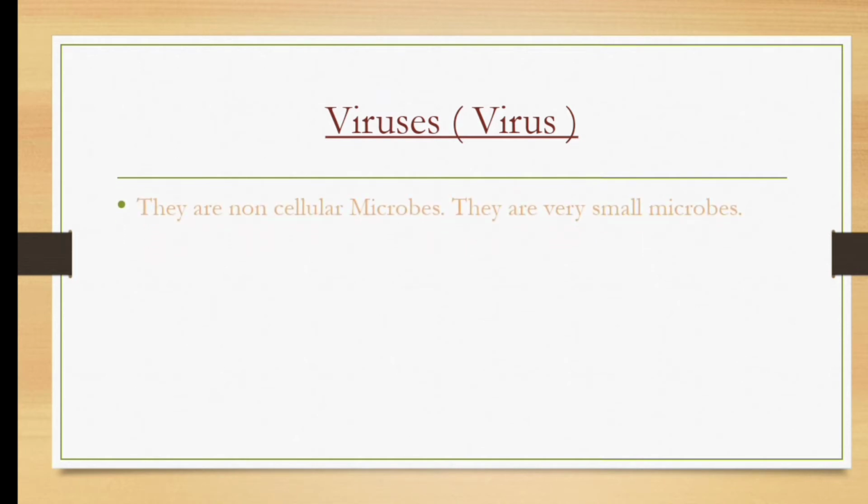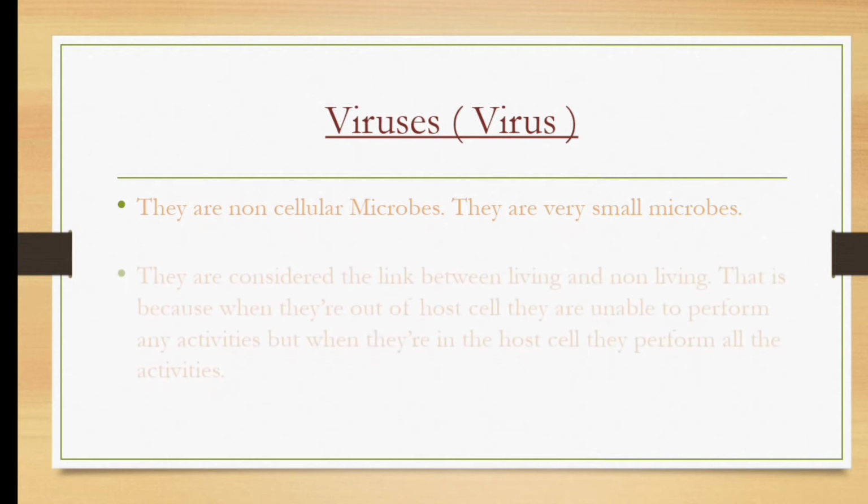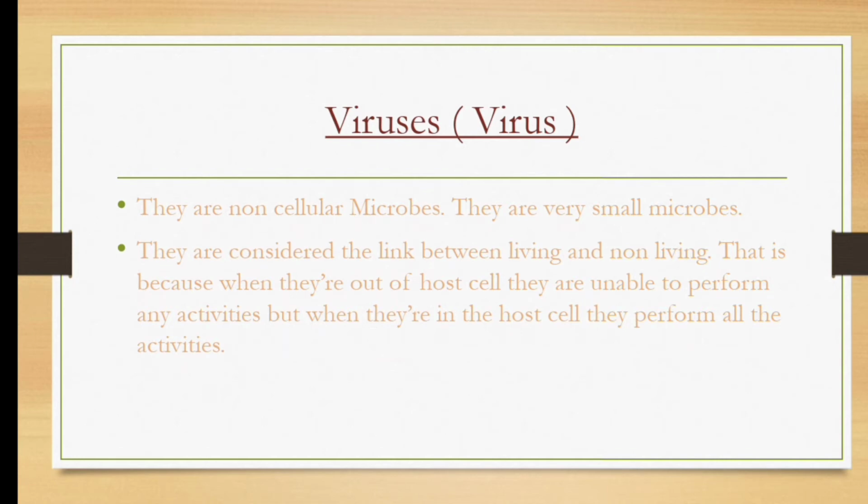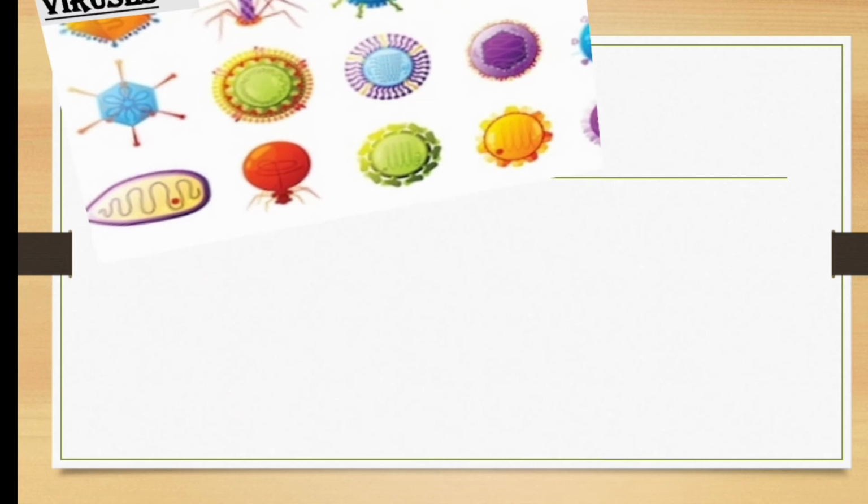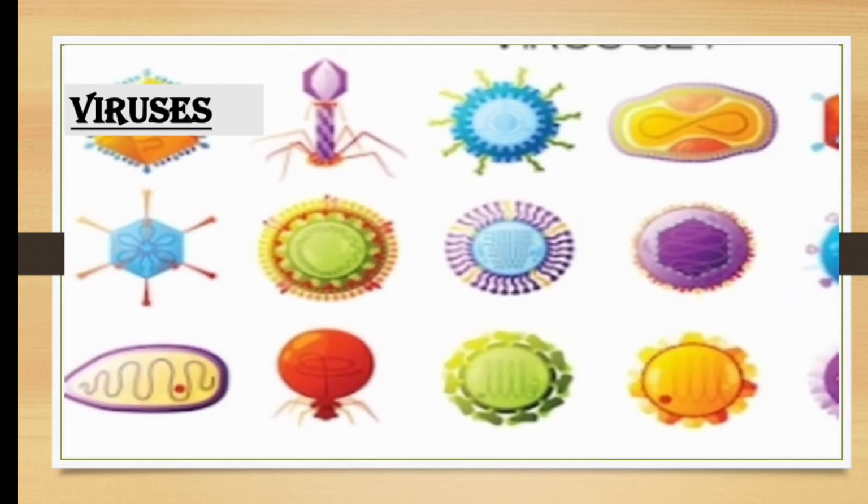Next topic is viruses, or you can say virus. It is the fifth kind of microbes. They are non-cellular microbes. They are very small microbes. They are considered the link between living and non-living. That is because when they are out of the host cell, they are unable to perform any activity like reproduction. But if they are in the host cell, they can reproduce. Examples of viruses are measles, hepatitis A virus, etc. Now you can see a picture of viruses.